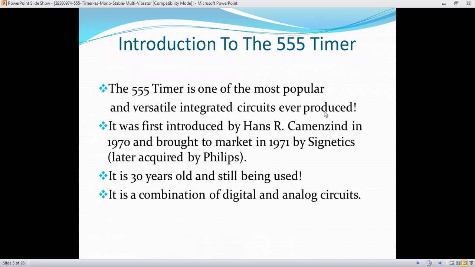Introduction to the 555 timer. The 555 timer is one of the most popular and versatile ICs ever produced. It was introduced by Hans Camenzind in 1970, brought out to the market in 1971 by Signetics, later acquired by Philips. It is 30 years old and is still being used. It is a combination of digital and analog circuits.